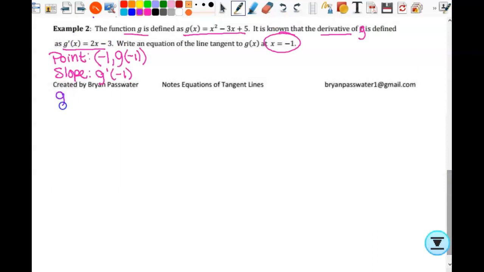g of -1. How do I find that? Substitute it into the g one, right? So this is going to give me (-1) squared minus 3 times -1 plus 5. So this gives me what? 1 plus 4 plus 5? Just 10? Is that right? Stop me if I'm wrong. Make sure my numbers are correct.